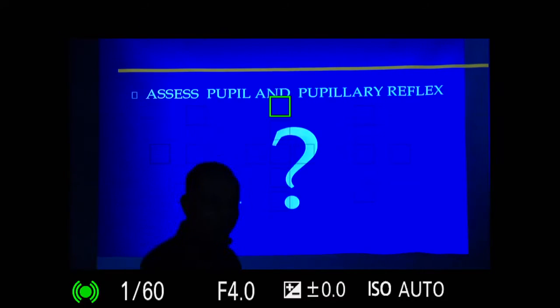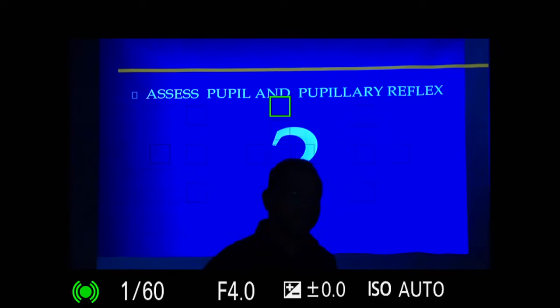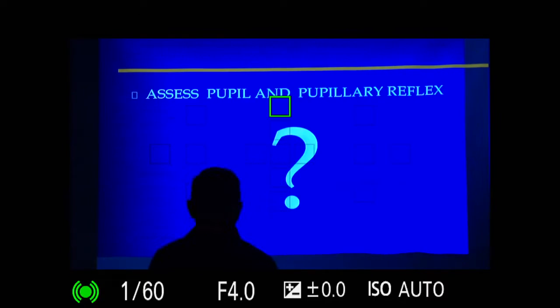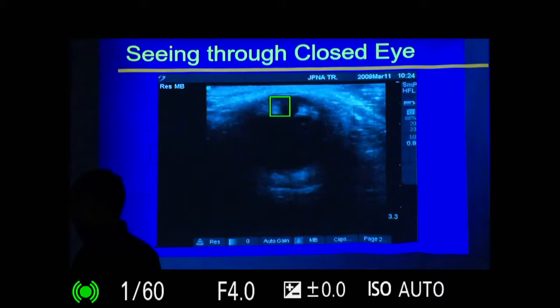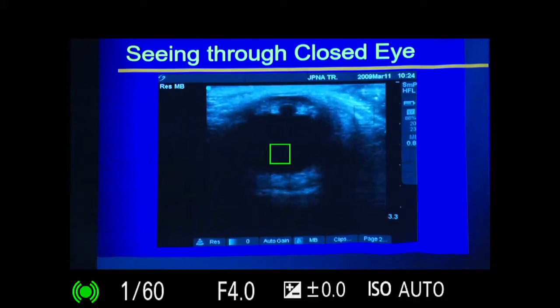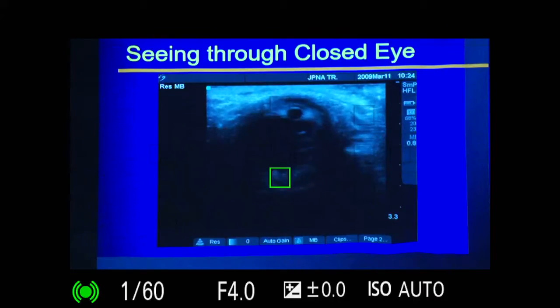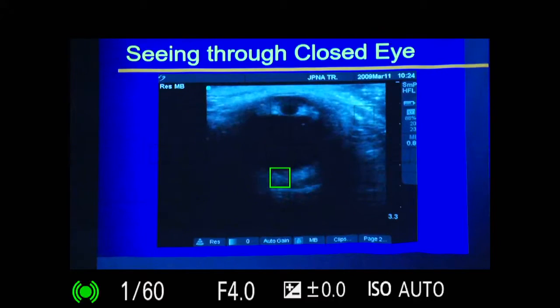Okay, there is no confusion on this. So pupillary assessment is extremely important, and Dr. Bowie is going to show you how the pupils appear on the volunteer. But here you can see how beautifully the pupil is visible, and when you shine light on a closed eye, you don't need to open the eye.